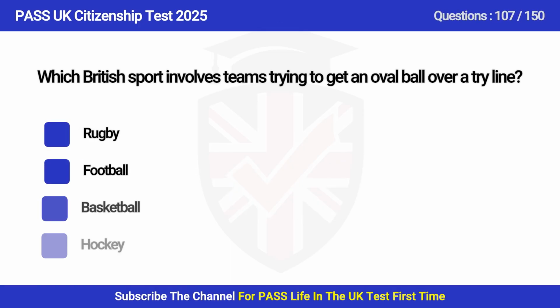Question 107. Which British sport involves teams trying to get an oval ball over a try line? A. Rugby. B. Football. C. Basketball. D. Hockey.